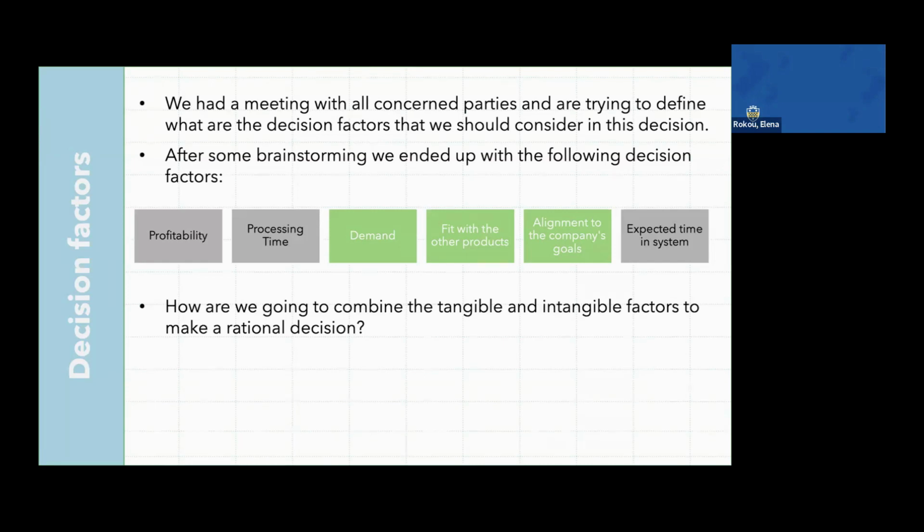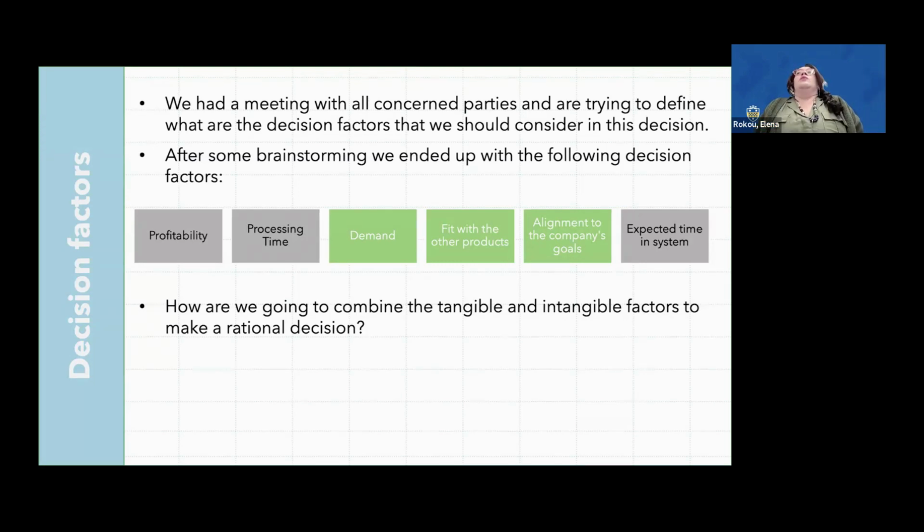Our operations manager gave us the gray ones: profitability, processing time, expected time in system. That's what they care about. On the other hand, other people in our group talked about the demand. They cared about the fit with the products. They want to have a set of SKUs that they can market that will not hurt the branding of the company. And they want something that aligns to the company's goals.